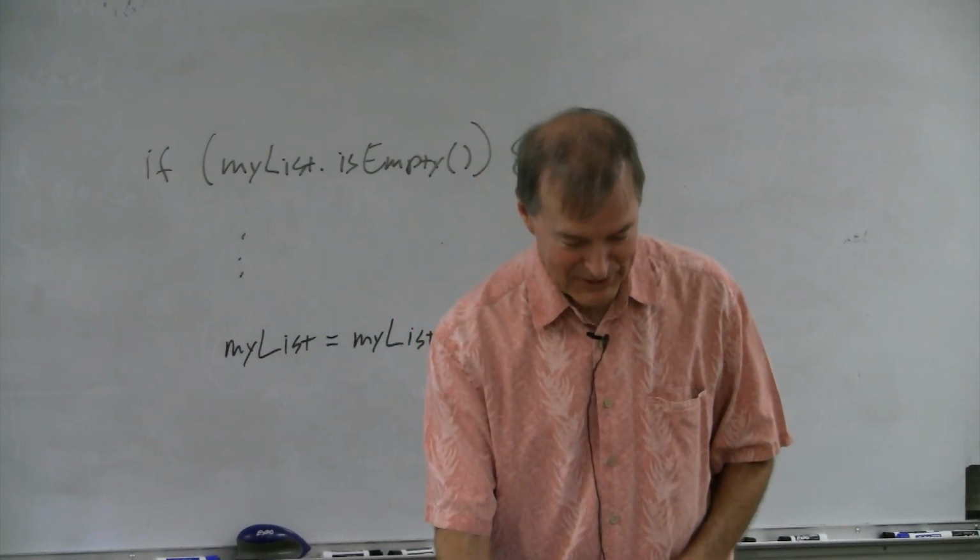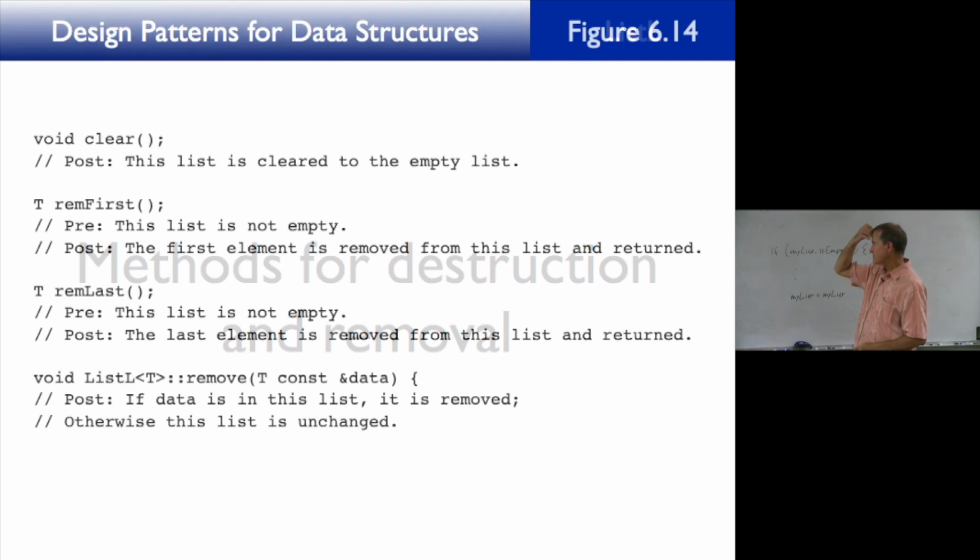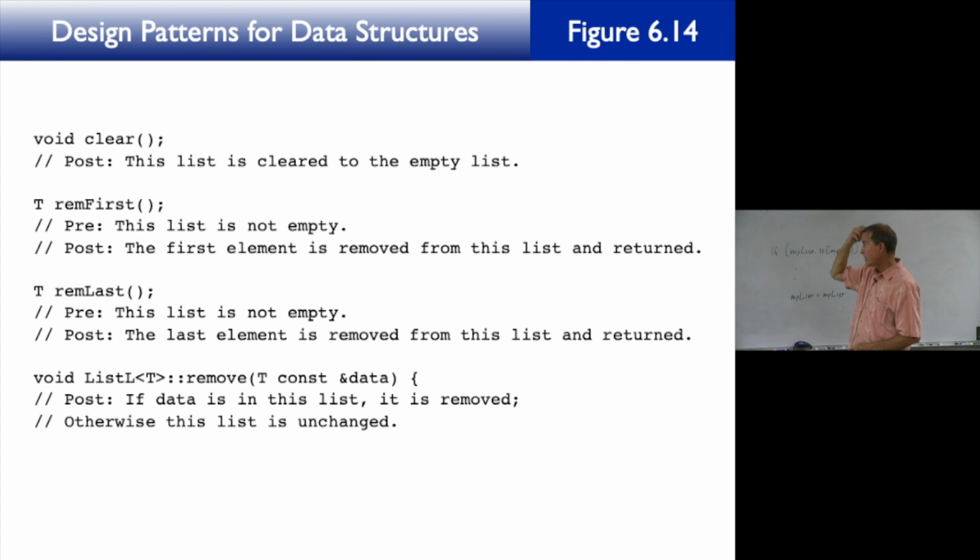Okay, so Piazza will be good, I think. Okay, so methods for destruction and removal. So here are some methods for destruction and removal. We have clear, postcondition: this list is cleared to the empty list. Remove first, precondition: the list is not empty. Postcondition: the first element is removed from this list and returned. Remove last, I think we demoed these, right? The last element is removed from this list and returned, and then remove, you test it for a value. You give it a value and you remove it.